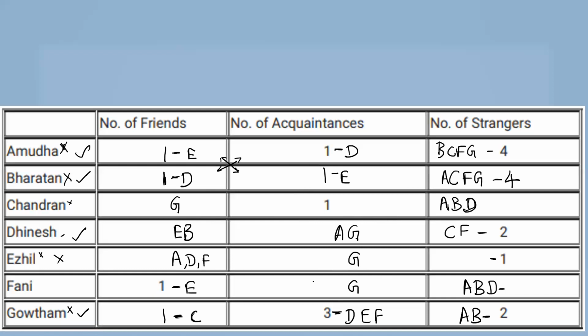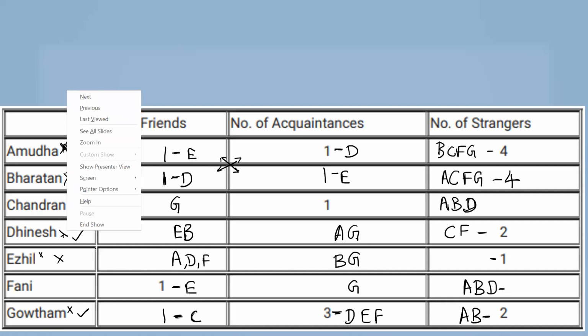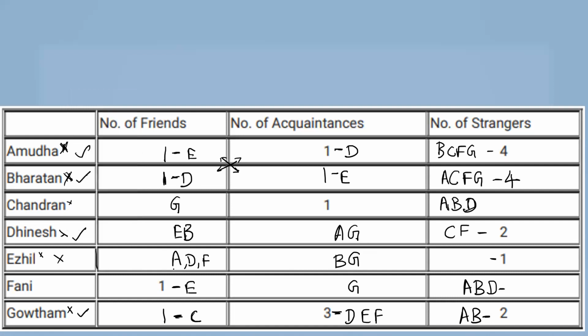Bharatan's acquaintance is Elil. So I can write Elil's acquaintance as Bharatan. Similarly, Chandran's. So A, D, F has been filled out. So A, B, D, F in this column. I'm talking about Elil's number of friends, number of acquaintances. So A, B, D, F, and G.